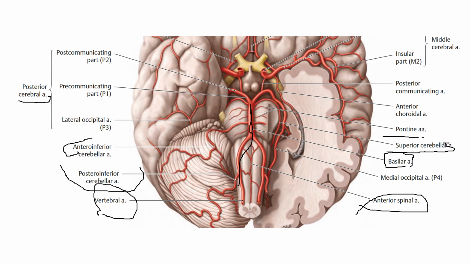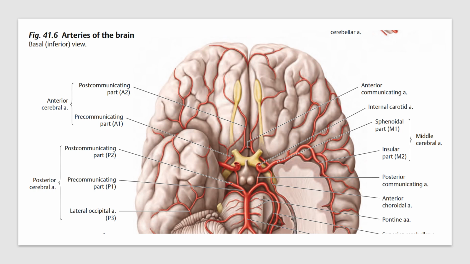Now we will discuss the relation of these arteries with the circle of Willis. Again, we have the arteries of the brain, inferior view. As you can see in this diagram, this is the posterior cerebral artery, which is a branch of the basilar artery. See how the basilar artery is anastomosing with the posterior communicating artery, which is a branch of the internal carotid artery. In case you haven't watched my video about the internal carotid artery, I will give the link in the description. You can check it out.